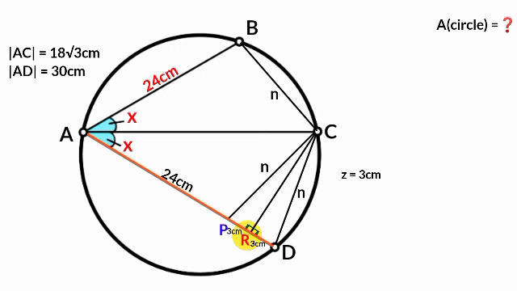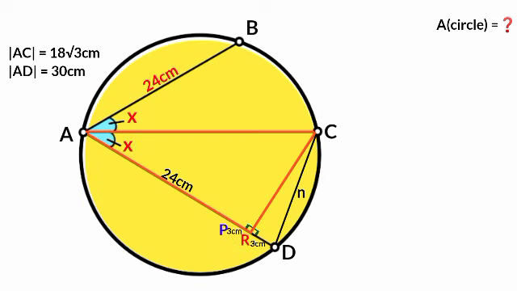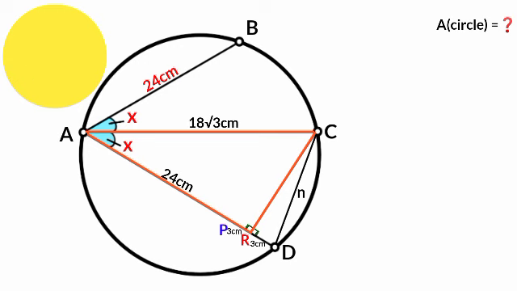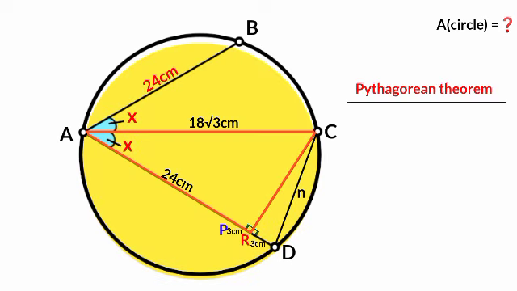Let's label this point R. Now look at triangle ACR. It is a right angle triangle. Don't forget, this side AC, we have its length here to be 18 root 3 centimeters, and the length of this side is the sum of this 24 centimeters and this 3 centimeters. Since it is a right angle triangle, we can use the Pythagorean theorem to find the length of this side.